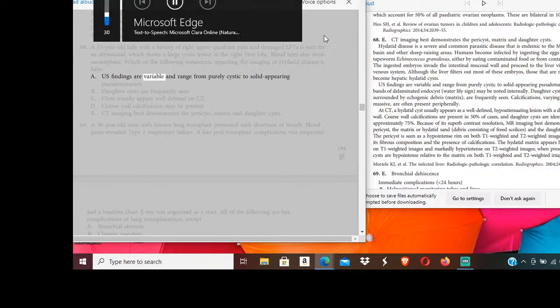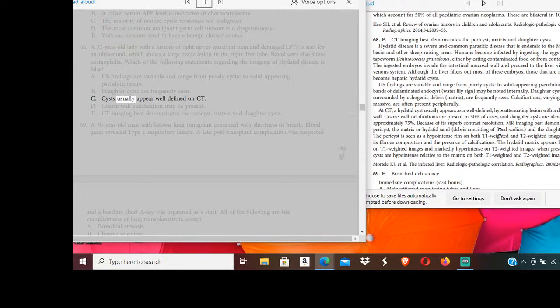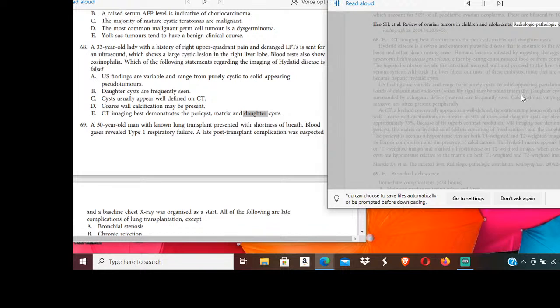Which of the following statements regarding the imaging of hydatid disease is false? A. U.S. findings are variable and range from purely cystic to solid-appearing pseudotumors. B. Daughter cysts are frequently seen. C. Cysts usually appear well-defined on CT. D. Coarse wall calcification may be present. E. CT imaging best demonstrates the pericyst, matrix, and daughter cysts. Radiologic pathologic correlation. Radiographics. 2014, 34:2039-55.